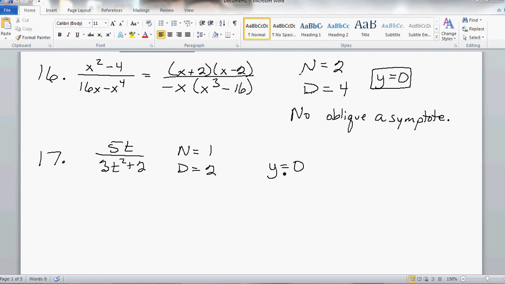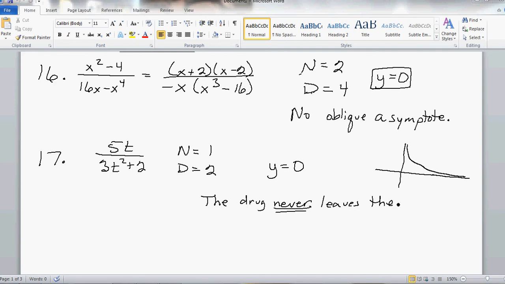But here's what's really telling. It says, describe what this means in practical terms. Well, if we think about it, that means the concentration of the drug is going to get closer and closer to 0, but never hit it. What does it mean in practical terms? The drug never leaves the system. It will never, ever leave your system entirely.